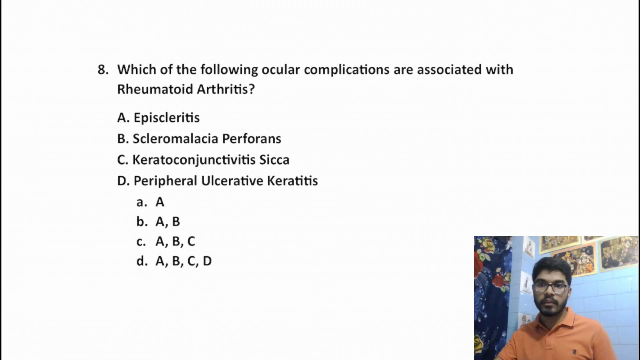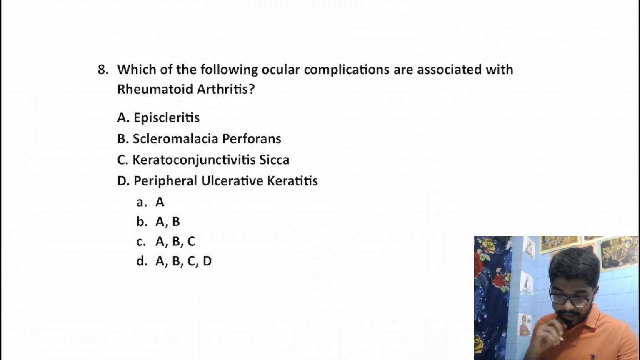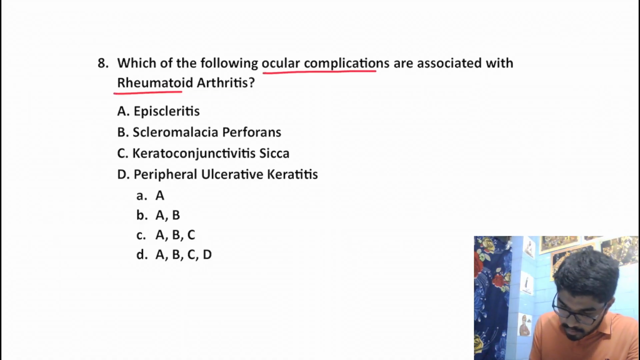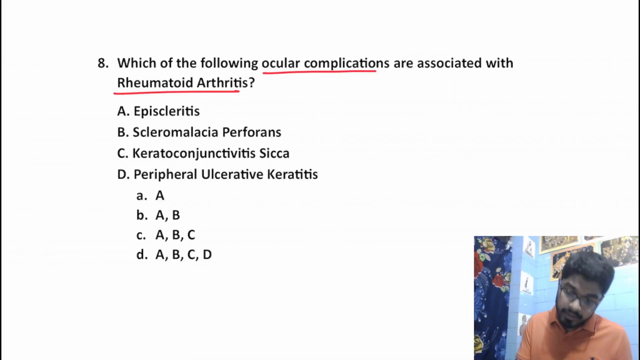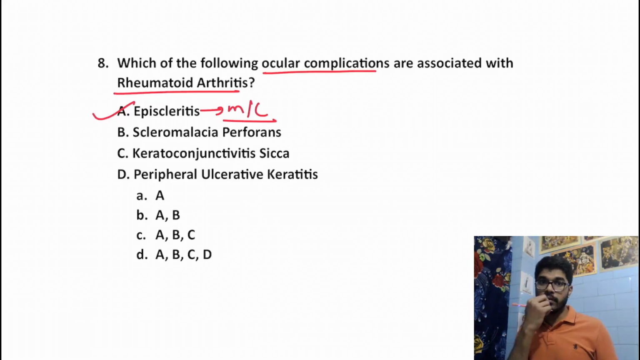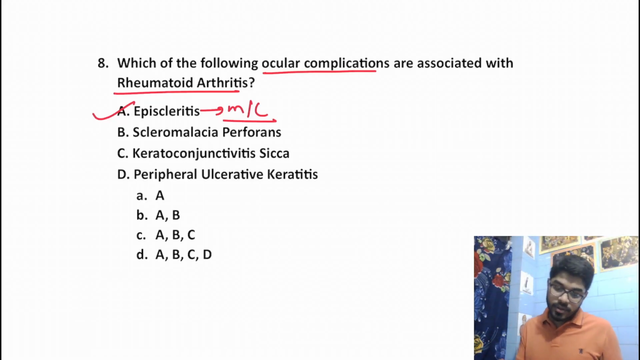Okay. Sorry for the cut. Moving on to the next question. Which of the following ocular complications are associated with rheumatoid arthritis? Episcleritis. Yes, episcleritis is the most common ocular complication that is associated with rheumatoid arthritis. Scleromalacia perforans, yes, it is the most severe manifestation.